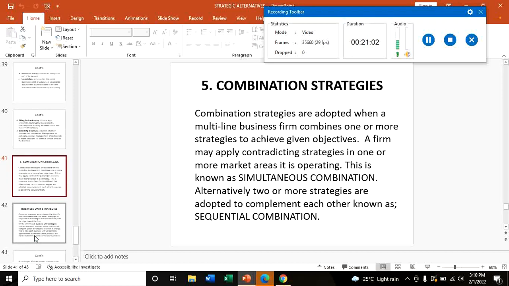And finally, there is what we call a combination strategy, where an organization is dealing in more than one business. That means they cannot use the same strategy. That means they will have to use a combination of strategies at the same time. So we go into what we call combination.